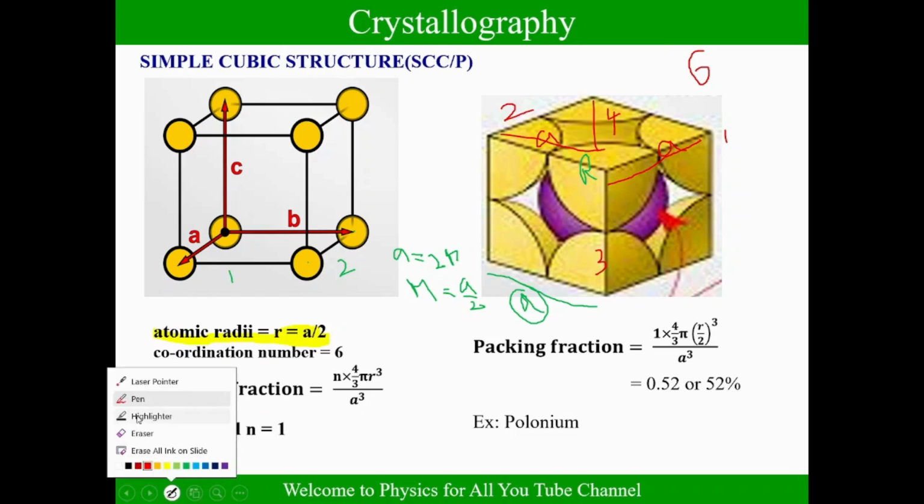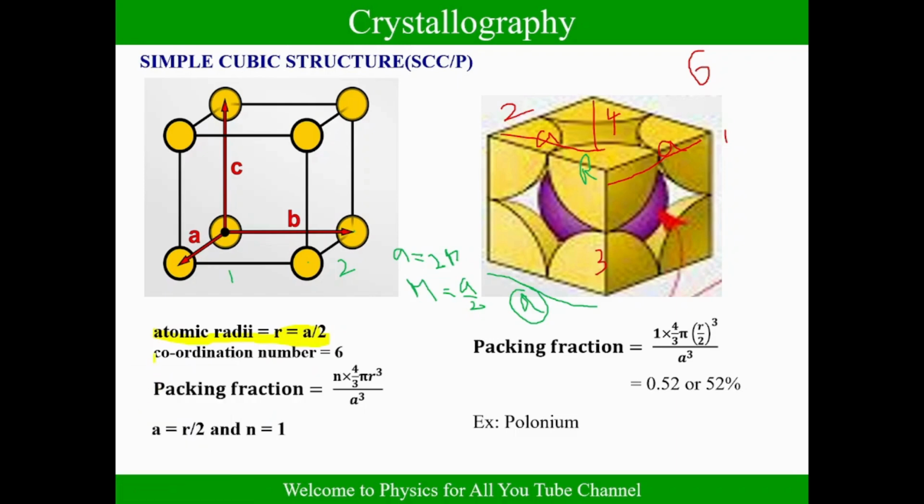Now you can note down this point. Now we calculated the coordination number for the simple cubic structure, that is 6. Next we have to calculate the packing fraction. According to the definition, packing fraction is defined as the ratio of the volume of all atoms in a unit cell to the total volume of the unit cell.